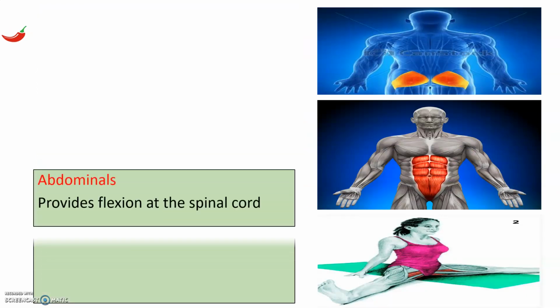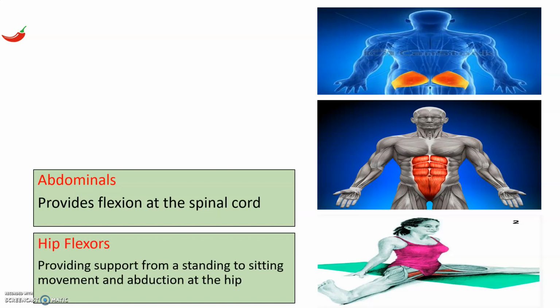And then finally, the next three that we need to specifically look at. We've got abdominals. This creates obviously flexion at the spinal cord. So when we do a sit-up crunch, we're closing that angle within that kind of spinal cord. And then we've got the hip flexors, as it says there, providing support from a standing to sitting position. So when we're standing up, and then if you sit on a chair, for example, that is provided through the use of the hip flexors, and it's also abduction at the hip. So like a straddle position, as you can see the performer is maybe using within gymnastics there.